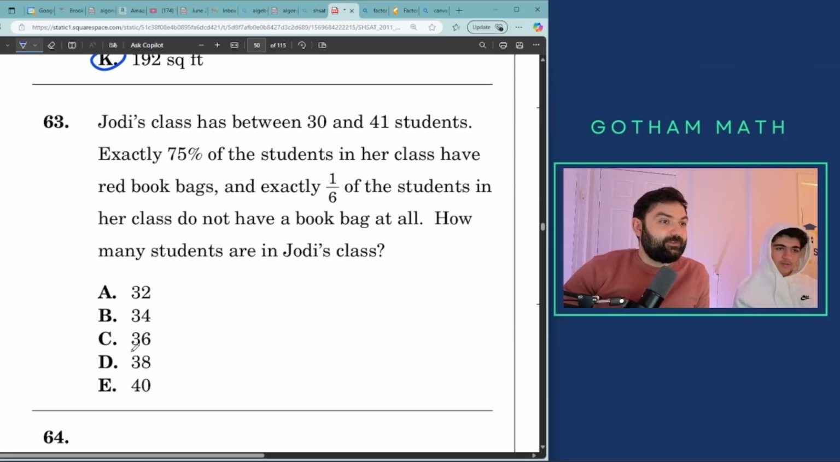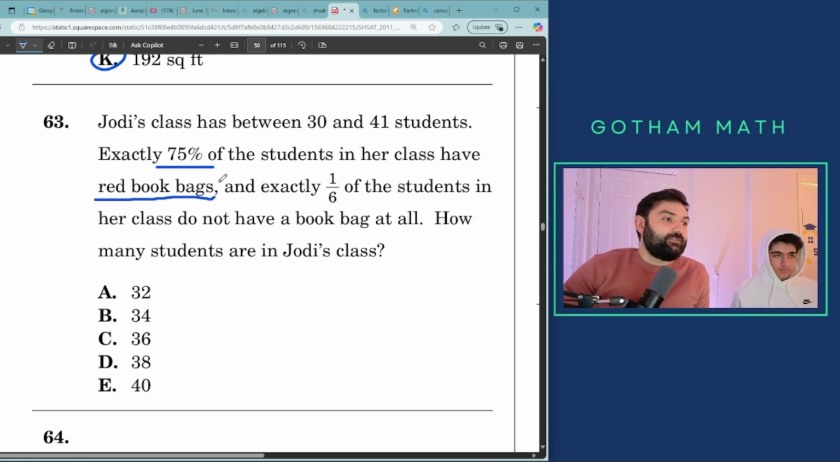Next, number 63, a percentage question. Jordy's class has between 30 and 41 students. Exactly 75% of the students in her class have red book bags, and exactly 1/6 of the students in her class do not have a book bag at all. How many students are in Jordy's class? We don't know how many students, right? We only know that it's between 30 and 41. And now the question is, how do we find the number?